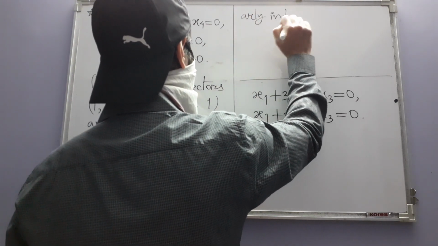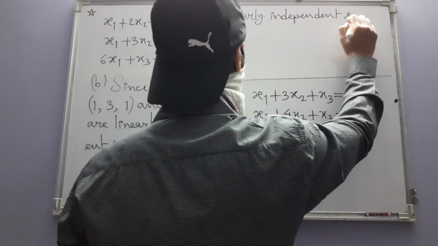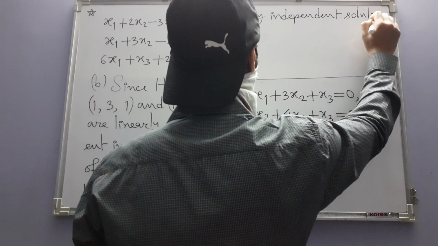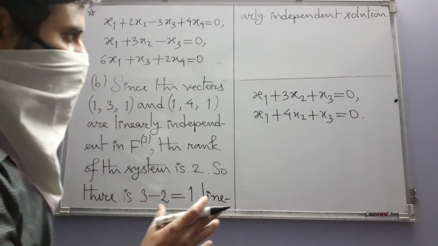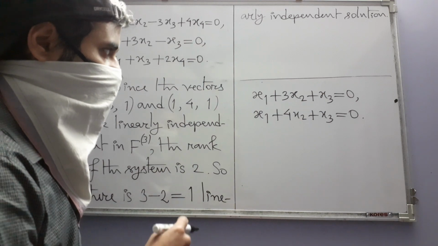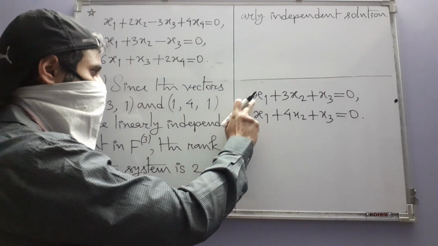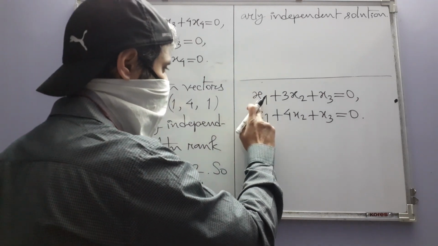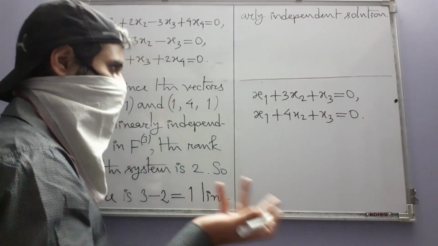Or we can directly write, and here it's pretty easy to find the solution just by inspecting the 2 equations. One such solution has x1 value 1, x2 value 0 and x3 value minus 1. That's it.